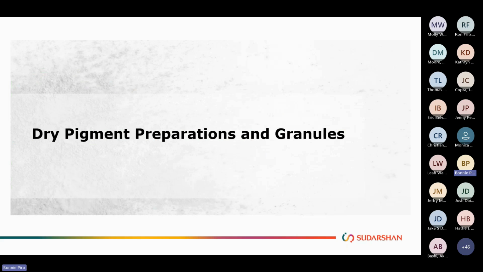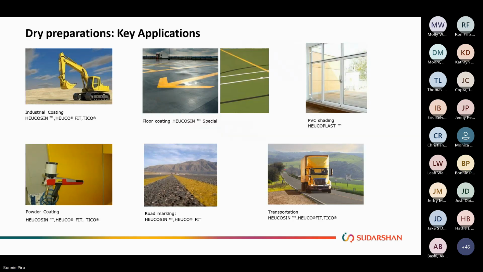Now we move on to the dry pigments. Don't necessarily always consider them as dispersions, but they are, and they offer a lot of benefits, especially in some of the plastic areas that can't take on the liquid version. They're used in a lot of different areas. In industrial coatings, we have some product lines that fit in those areas: floor coatings, PVC, transportation, road markings, as well as powder coatings can all benefit from the dry preparation products that are available.